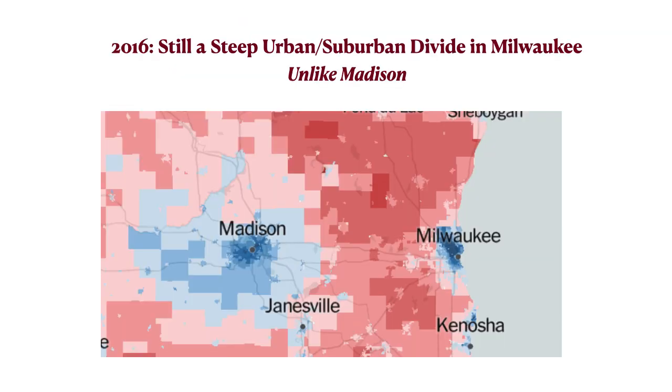Anyway, even in 2016, there was still a very steep urban-suburban divide in Milwaukee. You can see, unlike Madison, really the growing city of Wisconsin, like I say, the capital city, university city, you can see very blue in the center, and then, like Columbus, then lighter blue, then pink, then red. But Milwaukee, you can just see this pretty, like I say, steep gradient still in 2016.